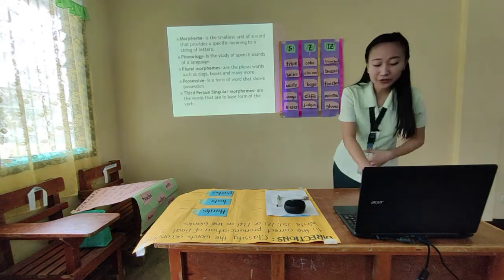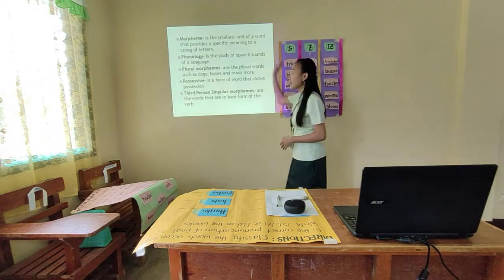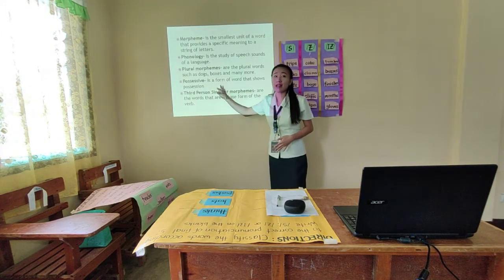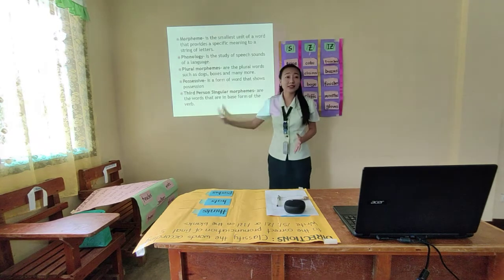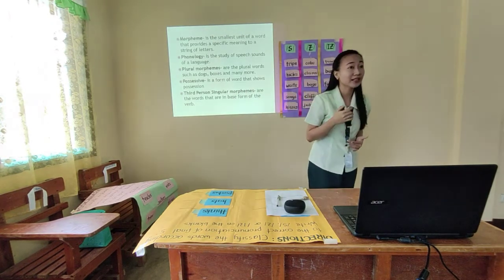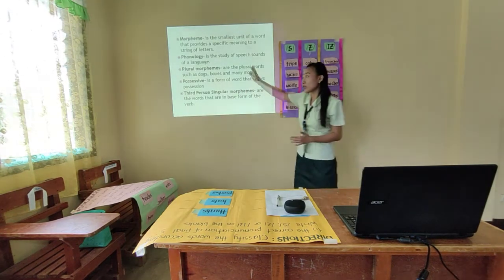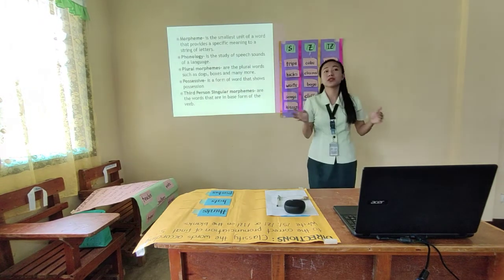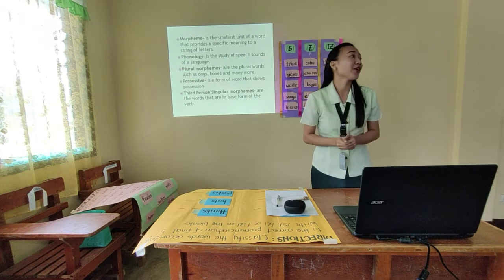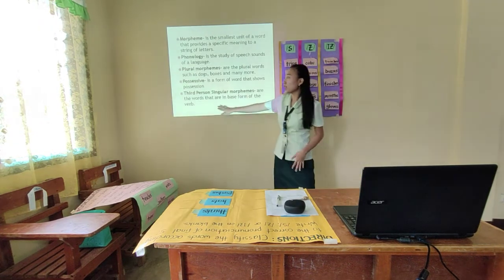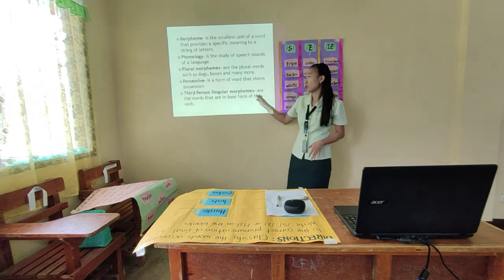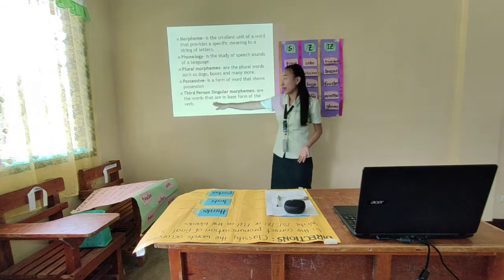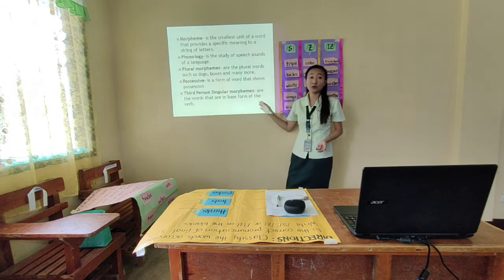So now, these are some words for us to know in order for us to really understand our lesson for today. Okay, so let's read the first 4 bullets. Okay, thank you. So next one is the third person singular morphemes. So these are the words that are in base form of the verb.